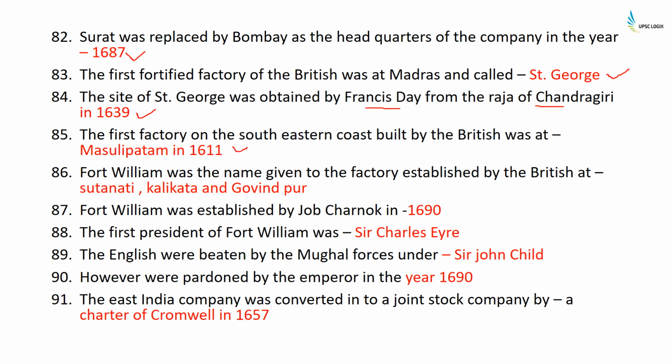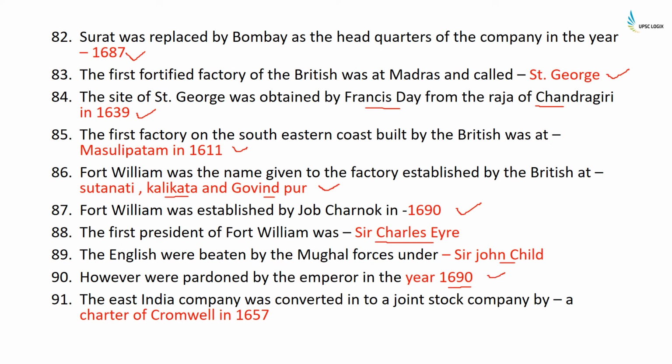Fort William was the name given to the factory established by the British at Sutanuti, Kalikata and Govindpur. So guys, these are the three villages at which Fort William was established. Fort William was established by Job Charnock in 1690. The first president of Fort William was Sir Charles Eyre. The English were beaten by the Mughal forces under Sir John Child. However, they were pardoned by the Emperor in the year 1690 and a firman was issued for the same.